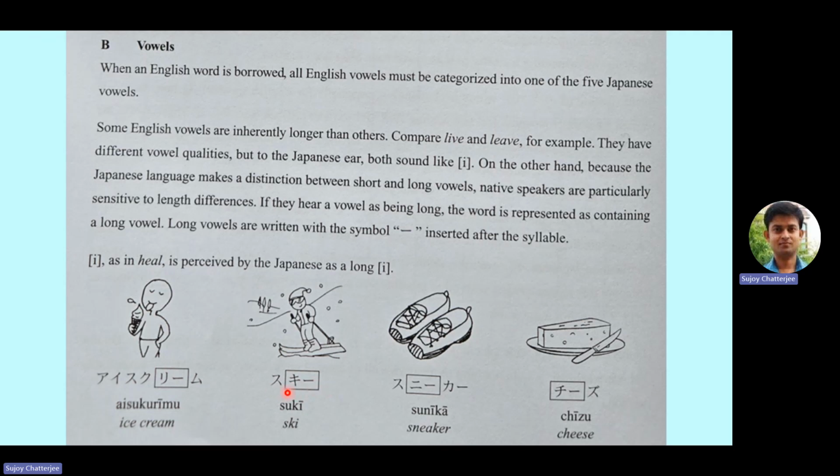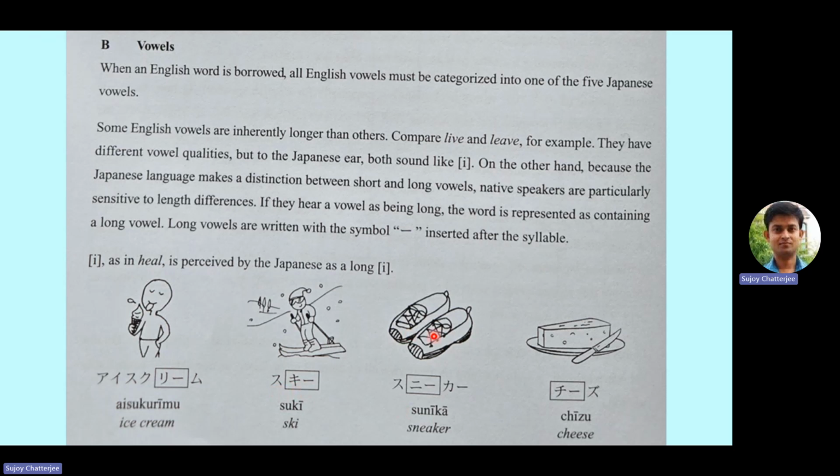You might remember we had learned about the devoicing of vowels. Similarly, here also there is devoicing. We do not pronounce it as su, but ski. So the vowel has been devoiced. The vowel u in this su has been somewhat devoiced. That's why it is not suki, it is ski.